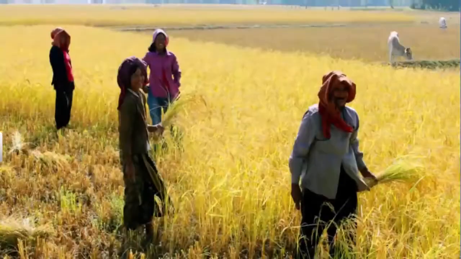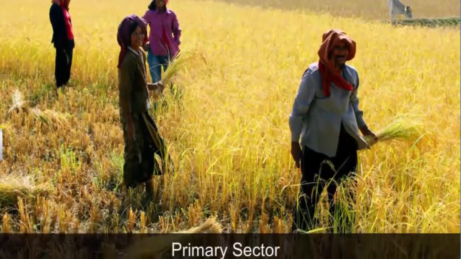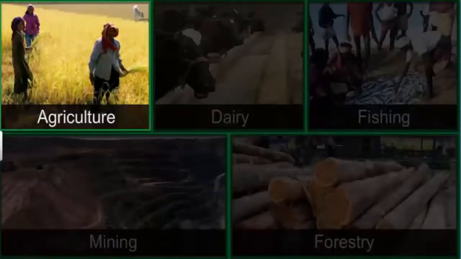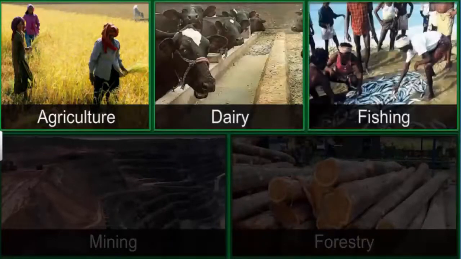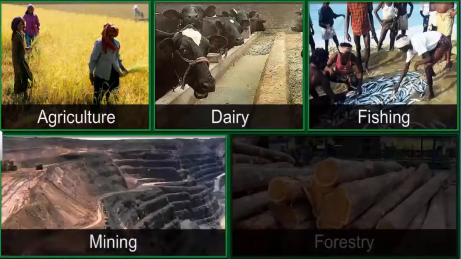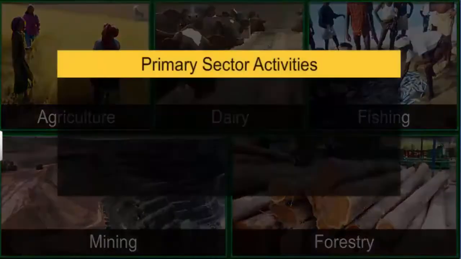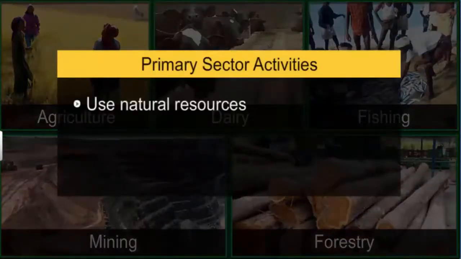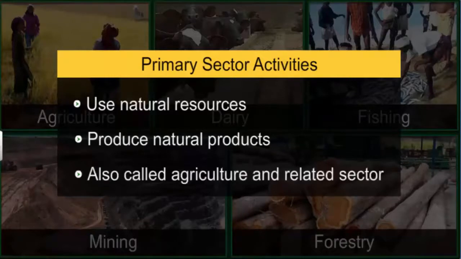Activities like agriculture are called primary sector activities. Besides agriculture, primary sector activities include animal husbandry like dairy farming and poultry farms, fishing, mining, and forestry. All primary sector activities use natural resources to produce natural products. Since the largest number of natural products comes from agriculture, the primary sector is also called the agriculture and related sector.